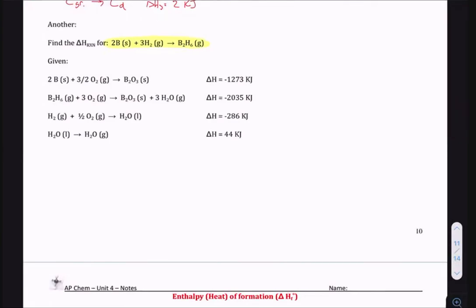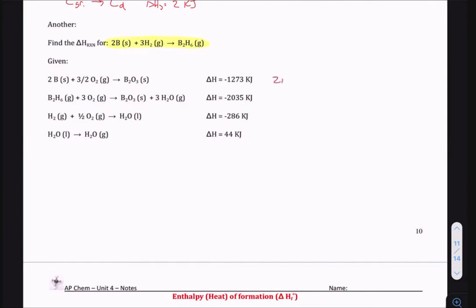So the biggest thing I see here is this formula B2H6. B2H6 has to be on the product side, and here it is on the reactant side. So right away I know that this second reaction has to be flipped. I know the first reaction is written in the correct direction because boron solid is a reactant. So let me just start with that. I'm just going to rewrite everything on the right-hand side.